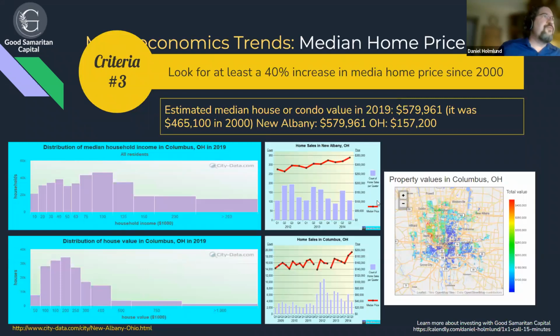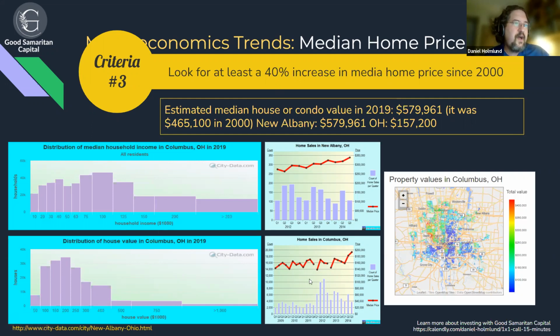All right, criteria number 3, and oh look, it's covering my title. Look for at least 40% increase in median home price since 2000. Now you can include the last 2 years or you can remove them. Personally, I think they tend to skew the data quite a bit, and so it's good to look at them separately as well. But here's the median household income. Oh, that should be on the previous slide. Okay, distribution of house value. The distribution of house value here is still the majority of houses in this area. This is Columbus, not New Albany, are 400,000 or less.